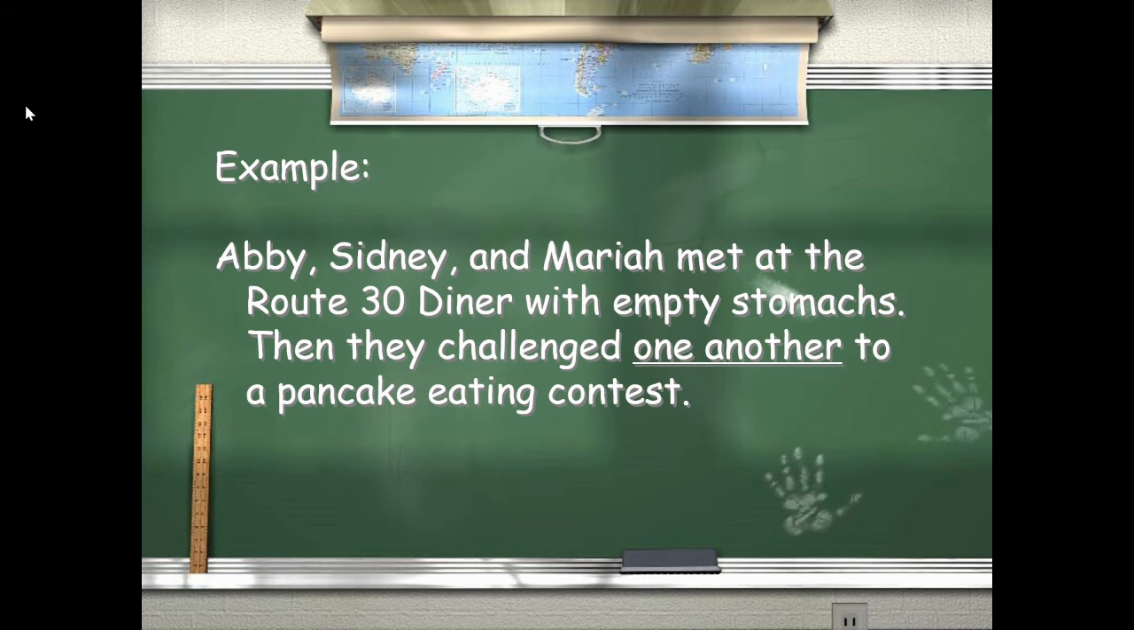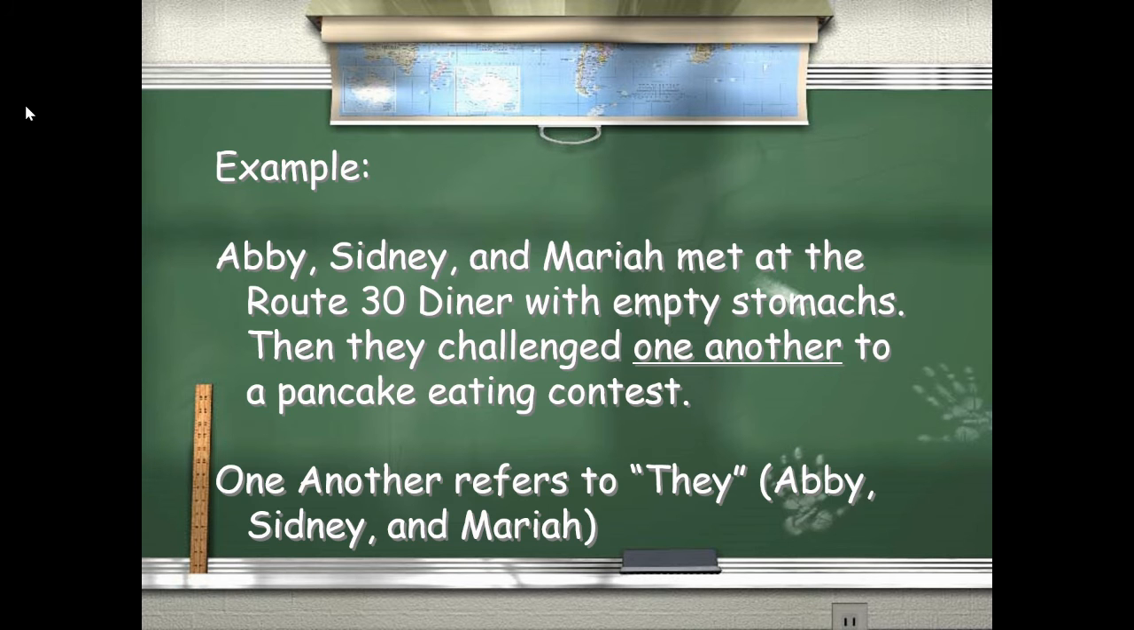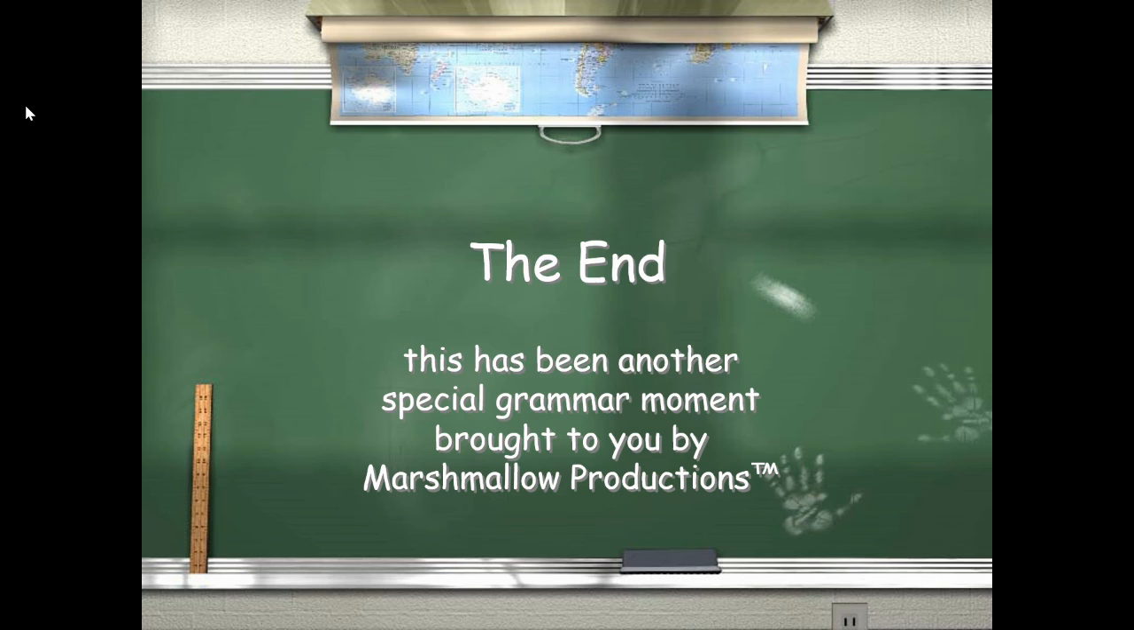If I said Abby, Sydney, and Mariah met at the Route 30 diner with empty stomachs, then they challenged one another to a pancake eating contest. Well, I'm going to use one another. Within the sentence, one another refers to the word they. But if I use my logic, the word they is referring to Abby, Sydney, and Mariah. So indirectly, one another refers to Abby, Sydney, and Mariah. There are three, so therefore I use one another. Pretty easy. So I want you to try practicing these.